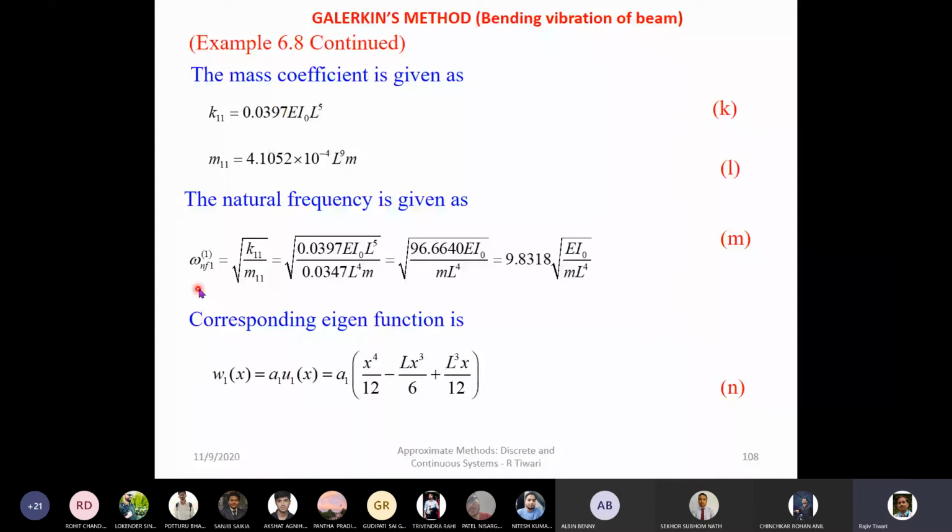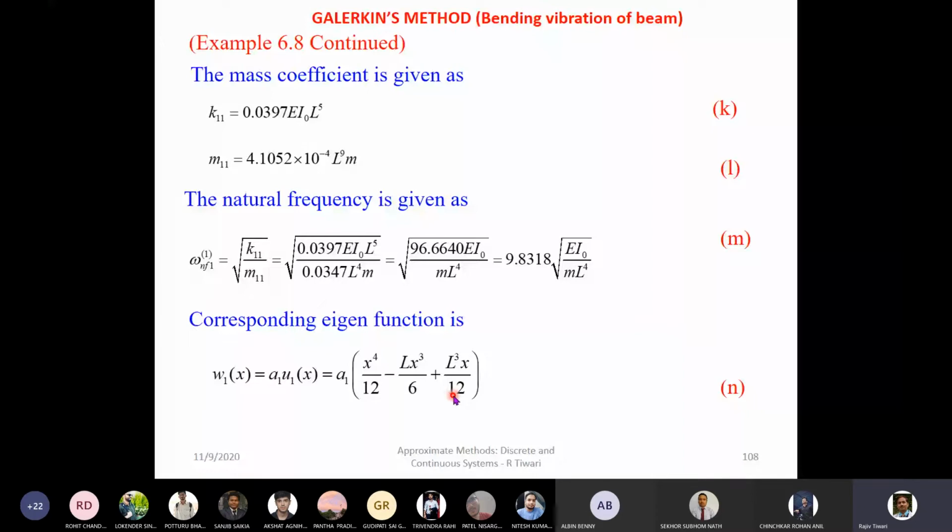So the first natural frequency will be simply the square root of this ratio. So we'll get the natural frequency like this. And the eigenfunction will be, because we chose only one comparison function, that function multiplied by some constant, because the eigenfunction is always relative. For any value of x, we can find out what the displacement in the beam will be. That will be nothing but the mode shape. So at the end, we'll plot this also.